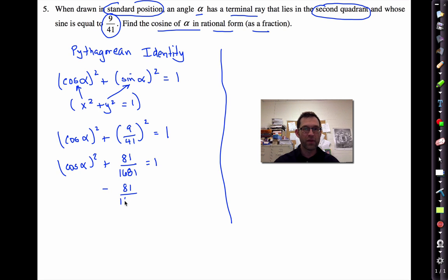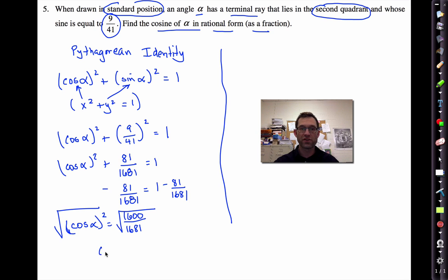I'm going to subtract 81 over 1681 from both sides. I don't know why I just wrote it like that. I apologize if it's confusing. 1 minus 81 divided by 1681 is 1600 divided by 1681. Whoops, that was cosine squared, so now I take the square root of both sides. Watch out. So cosine of alpha is going to be 40 divided by 41, but with a plus or minus.